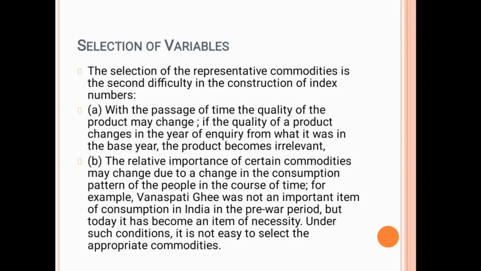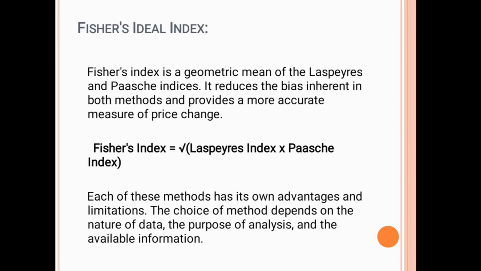For example, Vanaspati ghee was not an important item of consumption in India in the pre-war period, but today it has become an item of necessity. Under such conditions, it is not easy to select the appropriate commodities.